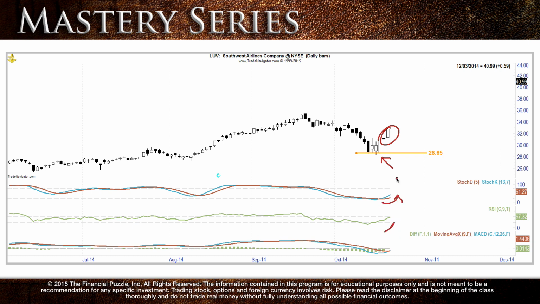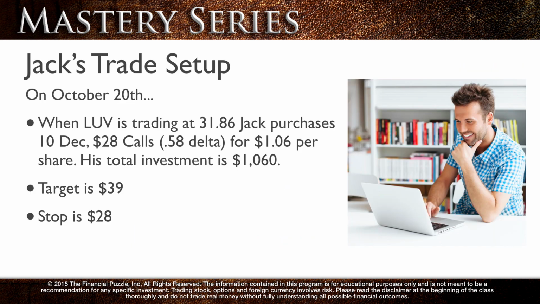Everything looked bullish. So as many of you would, Jack went and opened up his brokerage and said, I'm going to jump into a LUV trade here. And he bought himself some $28 calls. These were December calls, and he bought 10 contracts worth. His delta at the time was 0.58, and the cost was $1.06 per share. So his total investment is obviously $1,060 plus commissions.